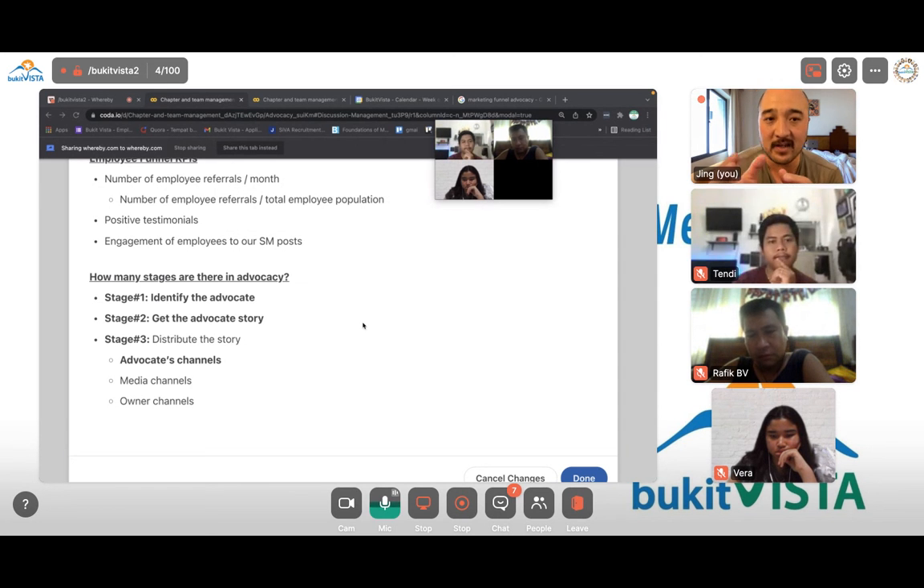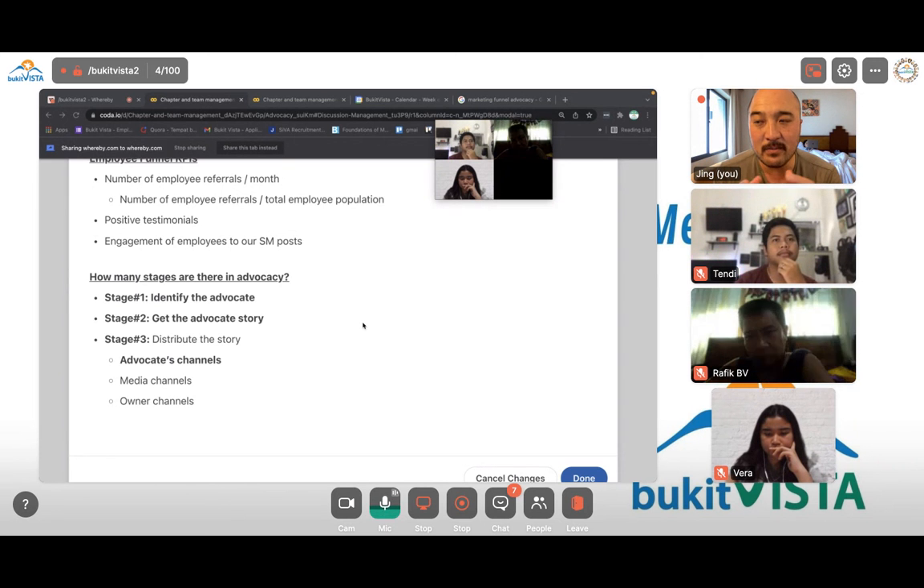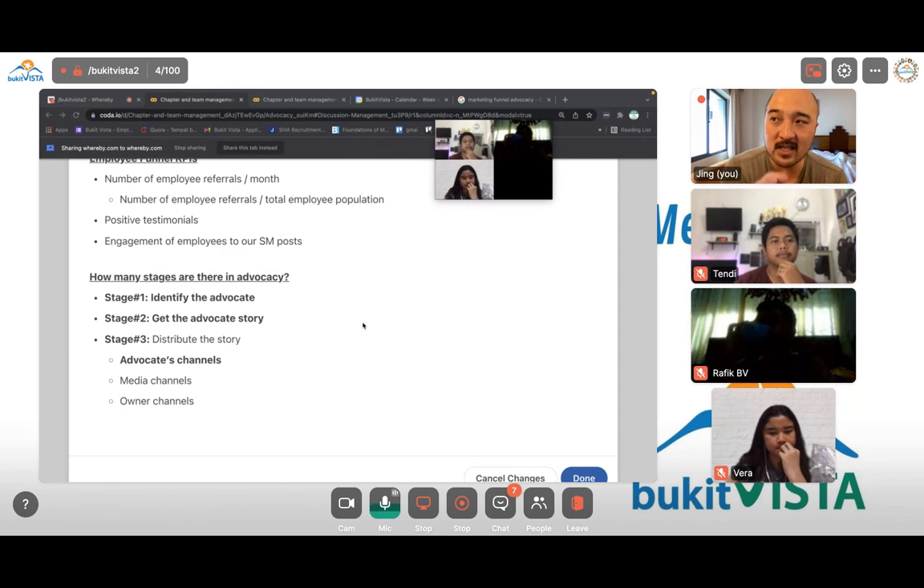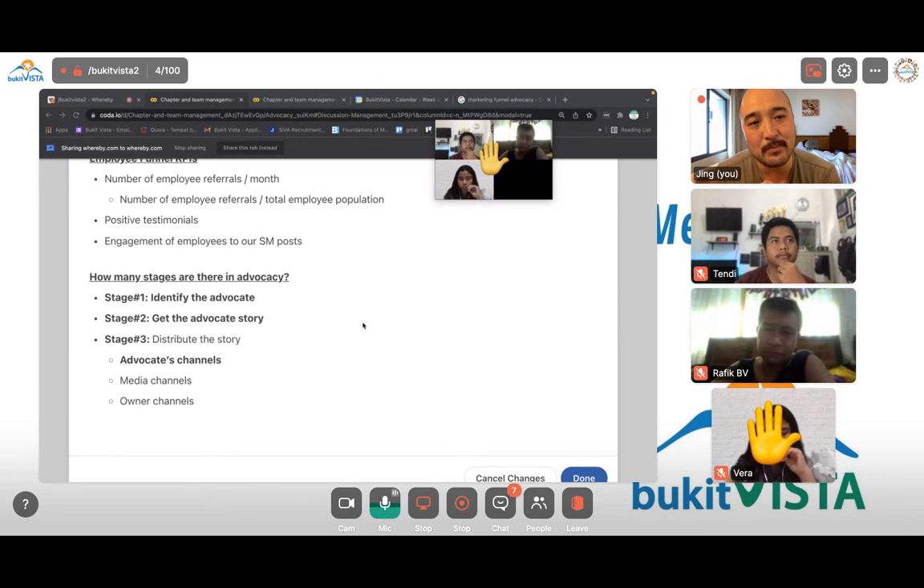Not just the advocacy being known by two people, but the advocacy now is known by many people. Now, if you think about it, Rafik, Tendi, Vera, most of the platforms are advocacy engines. TripAdvisor is an advocacy engine. Airbnb is an advocacy engine. Booking.com, they're advocacy engines. What do they do? They take the experience of a past guest and they show it to a future guest. And that actually creates that particular dynamic that we're looking for.